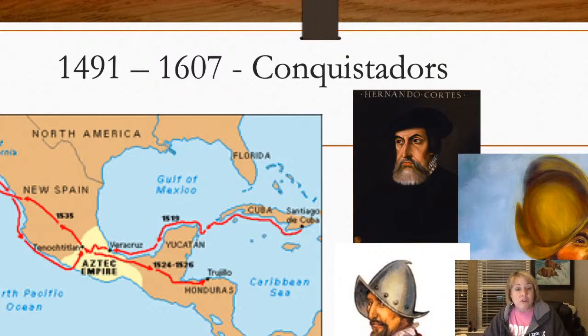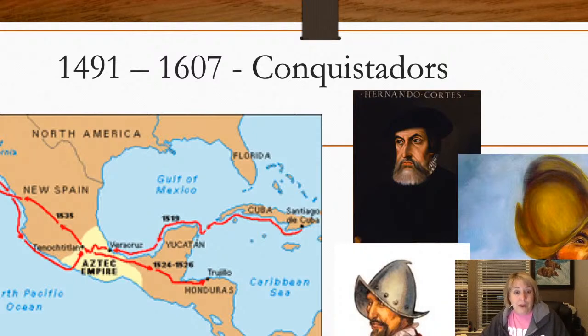And these were the conquerors that are going to come in, and basically they're coming in to conquer. The whole idea is they're gaining land for Spain. Spain is trying to increase its empire. And so they're going to come searching out the three G's: God, glory, and gold.